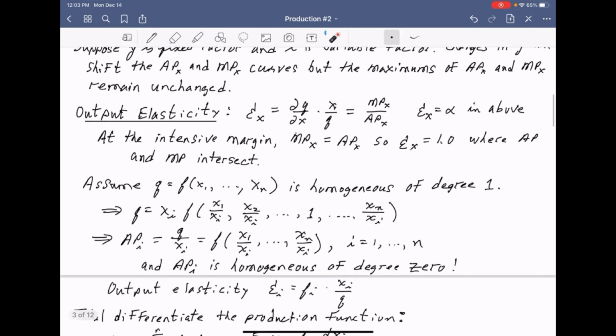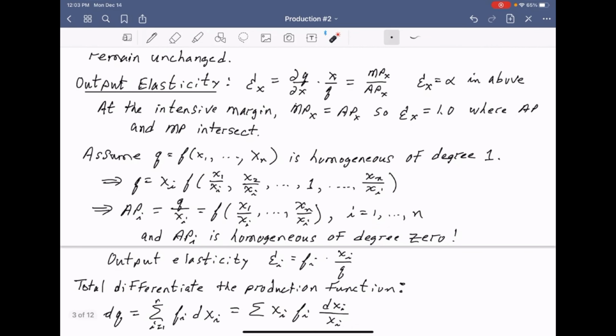Now we also define something called output elasticity. The output elasticity is the partial of Q with respect to x multiplied by x over Q, which is equal to the marginal product of x over the average product of x, and thus the elasticity of output with respect to x is equal to alpha, as I noted above. At the intensive margin, the marginal product of x and the average product of x are the same, so that the elasticity of output with respect to x is just basically 1, where the average product and marginal product intersect.